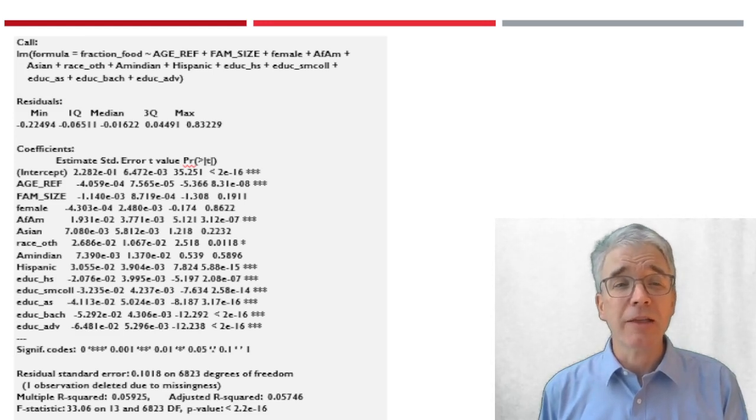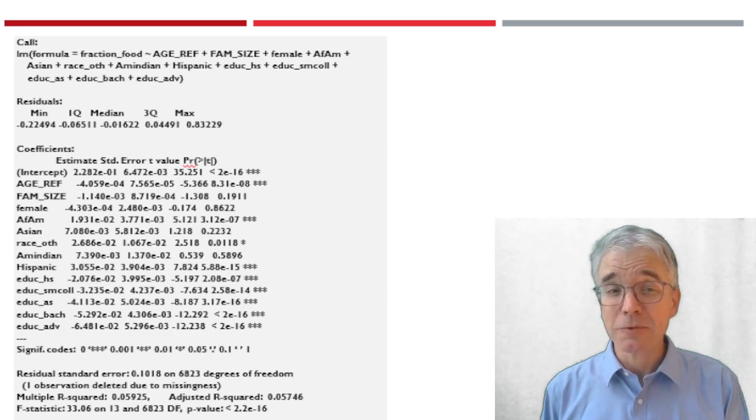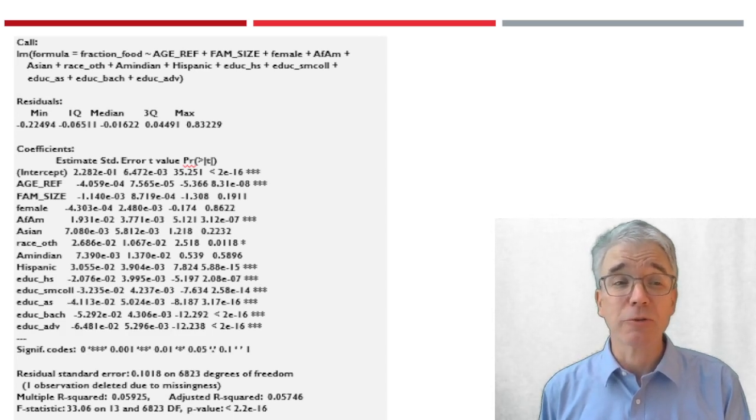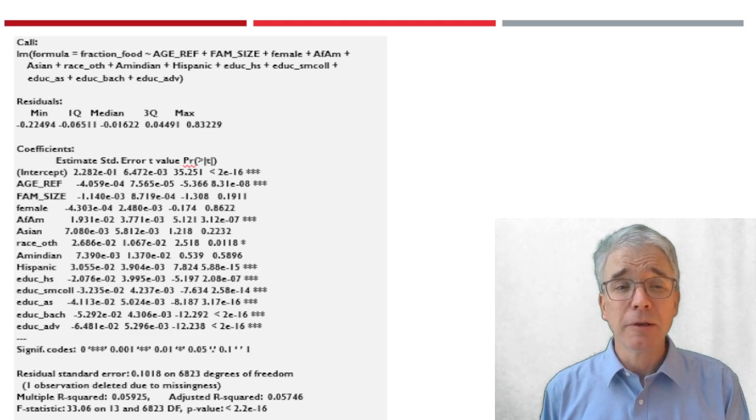In this model, the age of the reference person has a negative estimated value, and it is statistically significant, which would imply that older people spend a lower fraction of their income on food. Family size is perhaps surprisingly not strongly related to the fraction of household income spent on food. Perhaps as family size goes up, income and food expenditure both tend to rise in rough proportion.